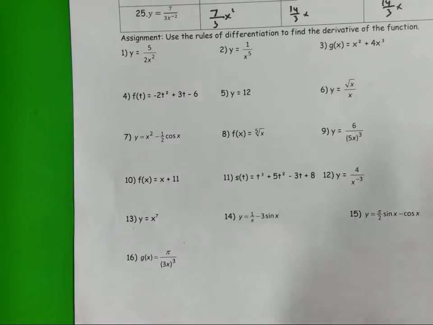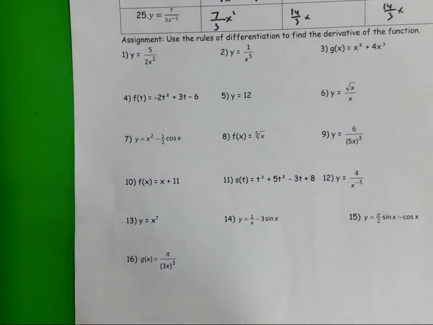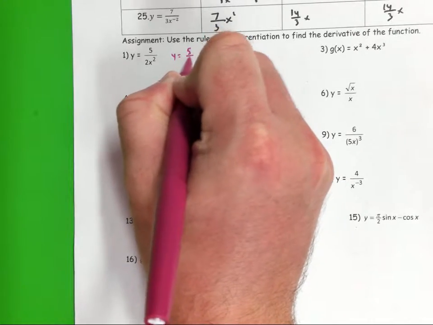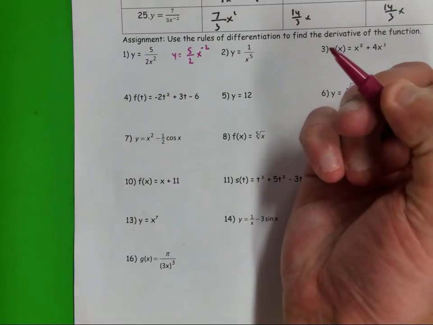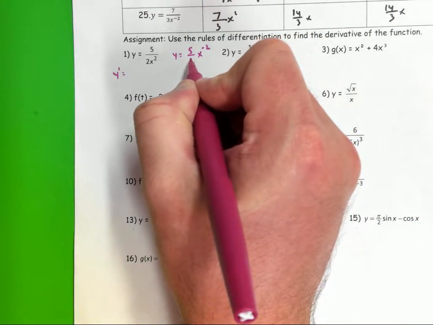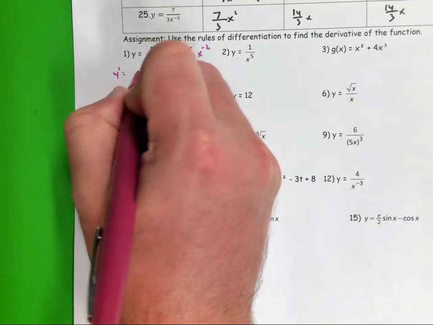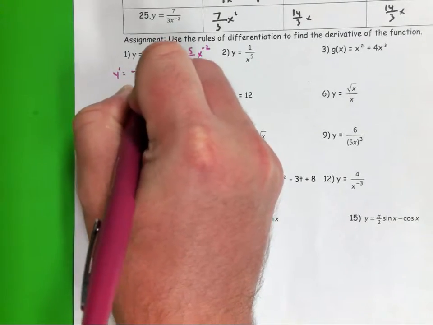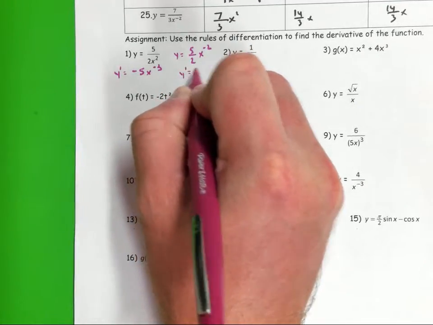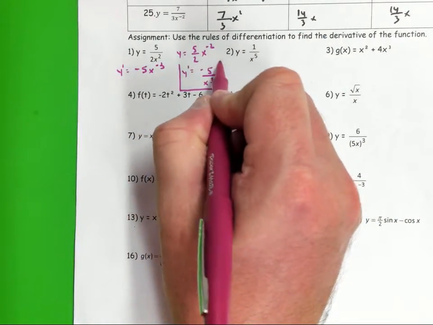Burson. Number 1. First thing I'm going to do, I want to differentiate, find the derivative of number 1. Since there's a variable in the denominator, I'm going to rewrite that as y equals 5 over 2 x to the negative second, okay? So therefore, y prime equals negative 2 times 5 halves would be negative 10 over 2, which will be negative 5. x minus 1, that would be negative 3. Now I'm going to rewrite that as y prime equals negative 5 over x cubed. And that is my answer.